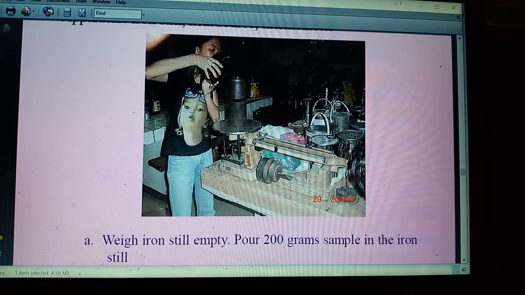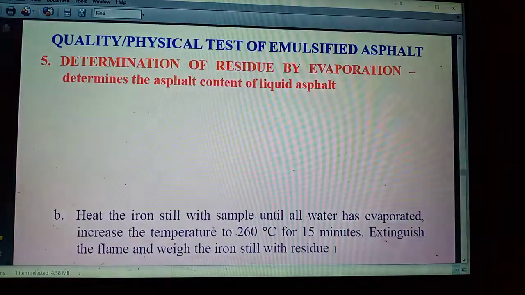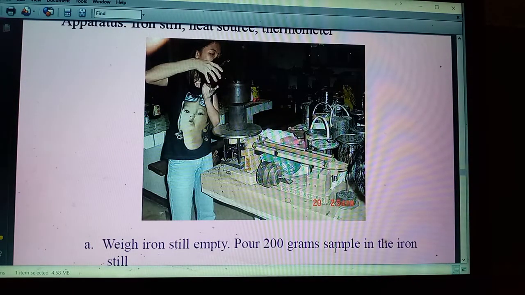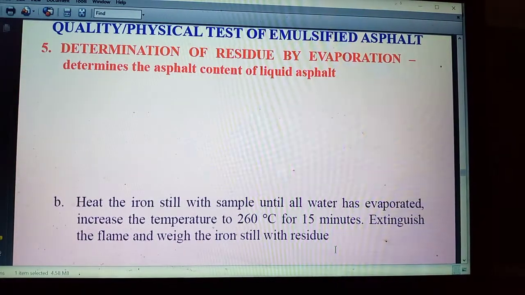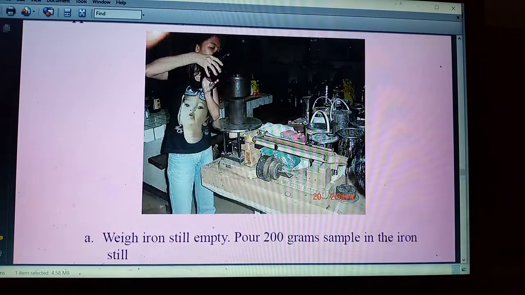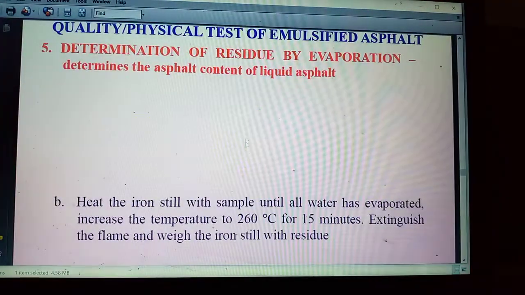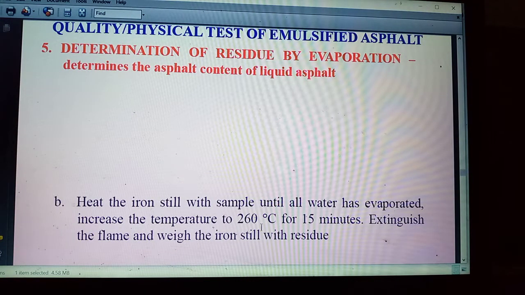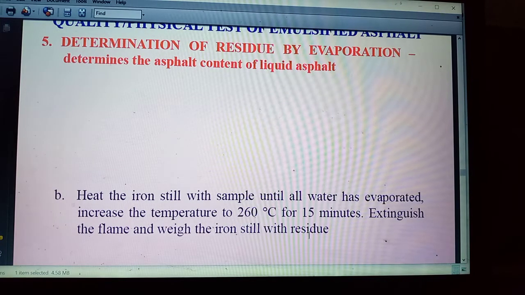Okay? So weigh iron steel empty. Then pour 200 grams. So okay, iba na naman, 200 grams na naman yung gamit niya. Sample in the iron steel. Okay? Then heat the iron steel with sample until all water has evaporated. So itong iron steel mo sa second step is initin mo hanggang 260 degrees for approximately 15 minutes. So, extinguish the flame and weigh the iron steel with residue.